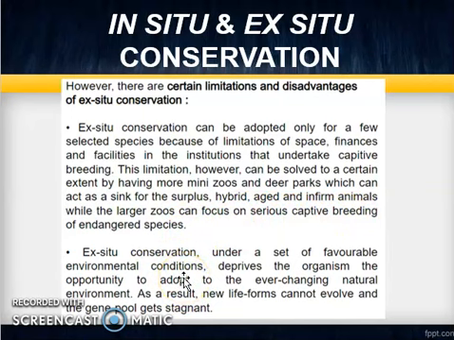The second and last limitation, based on the statements in this slide: ex situ conservation under a set of favorable environmental conditions deprives the organism of the opportunity to adapt to the ever-changing natural environment. As a result, new life forms cannot evolve and the gene pool stagnates. So this is the disadvantage of ex situ conservation.